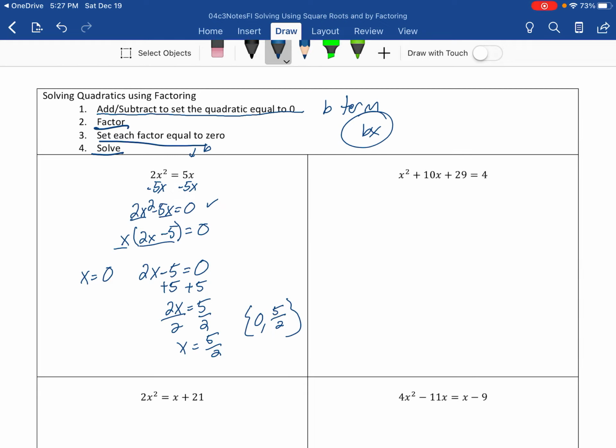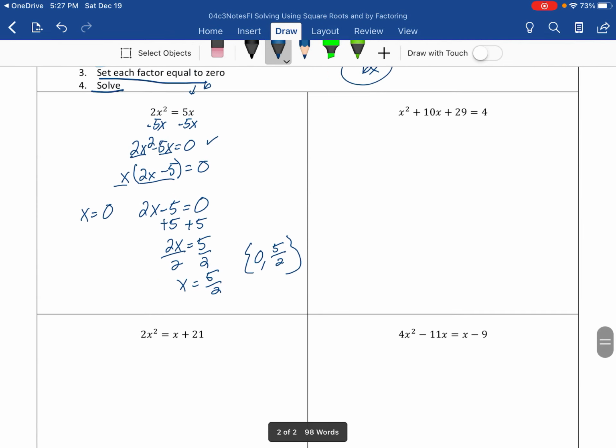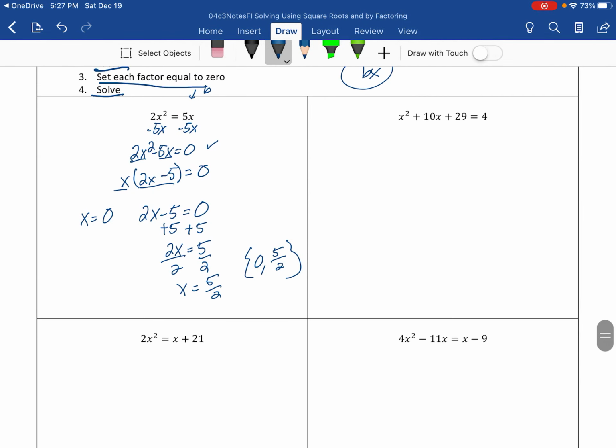Okay, let's try a few more. I don't want to overwhelm you. I guess I'll just do these three.